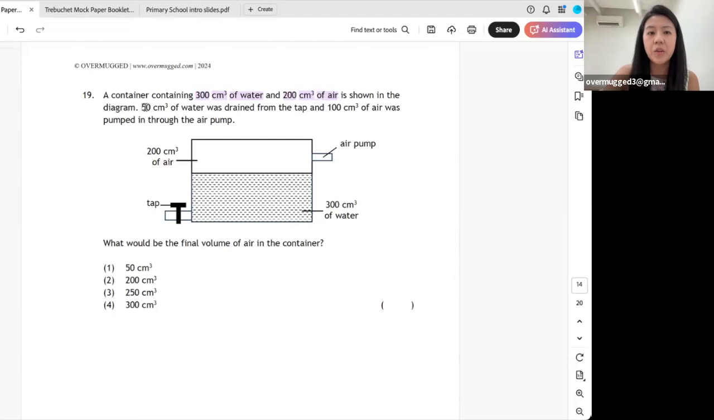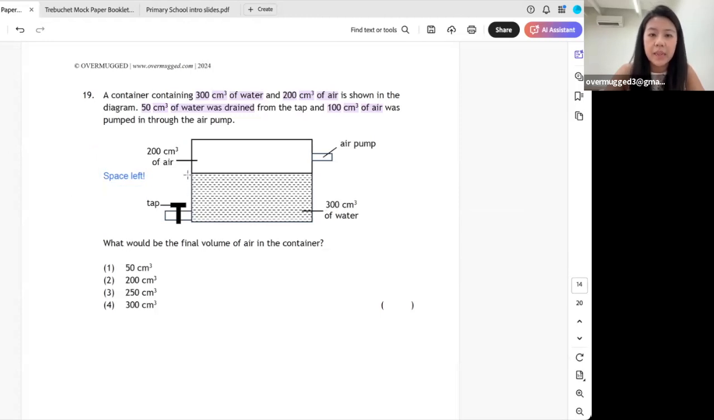Now what happens is that you remove 50 cm cube of water, okay? In other words, you're gonna have more space here in the end. All right, you pump in air, yes, you can pump in 100 cm cube of air, you can pump in less or more, okay? What's important here is the space left. Your key idea to the answer is the space left in the container. So when you remove 50 cm cube of water, what happens is that there's going to end up being more space.